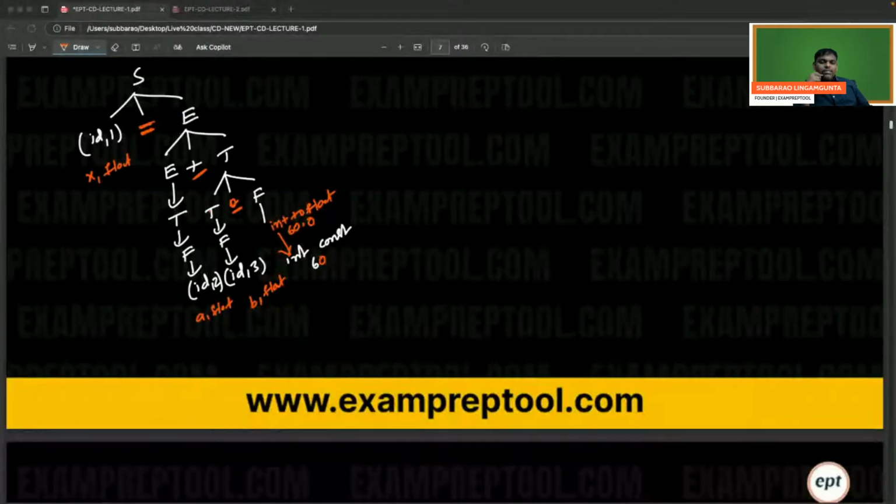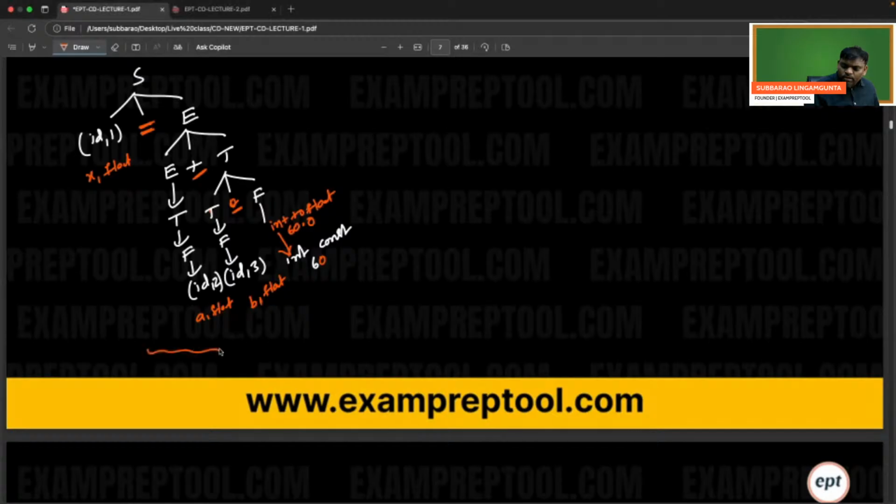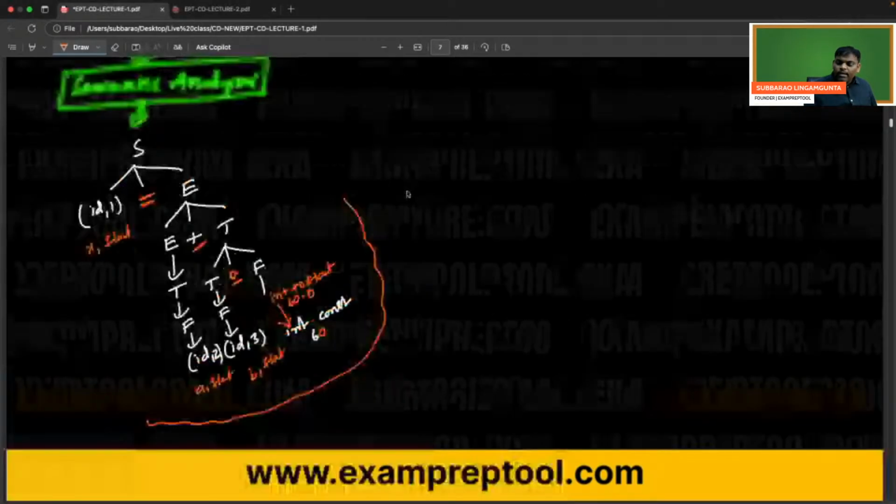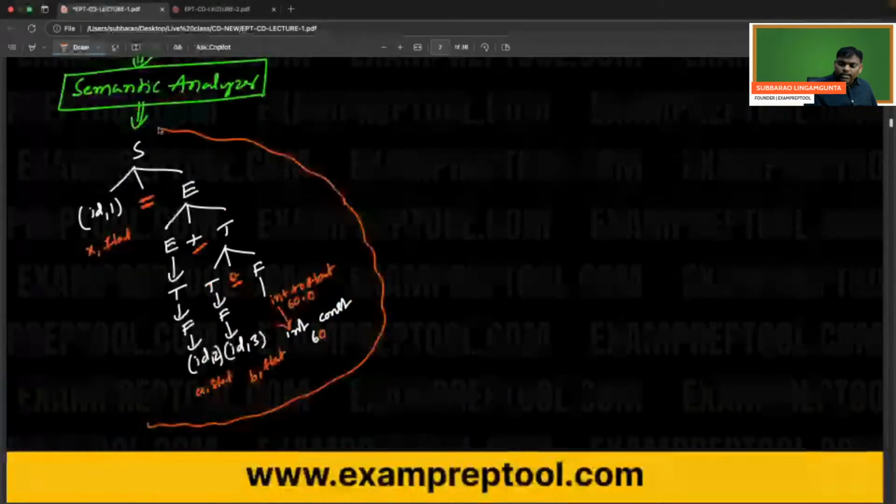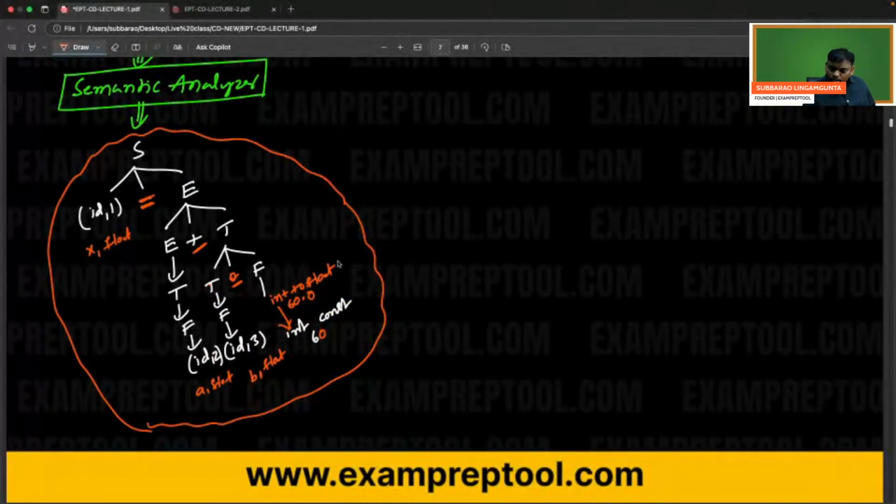In all the phases, which phase bothered about types? Semantic analysis is only type checking. Some people are asking, sir, what is this tree? This is also a syntax tree. Remember, the semantic analyzer output is also a syntax tree, but a modified syntax tree. See, this is the modification.